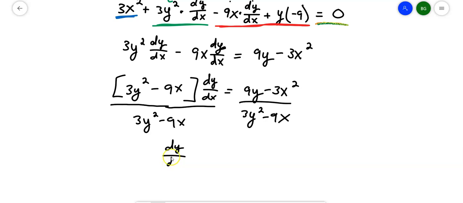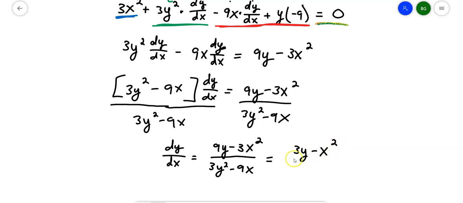And so dy/dx, or the rate of change of y with respect to x, is going to be given by this expression, which is not a particularly nice expression, but that's giving me basically the slope of the curve at any xy pair. It looks like I have a common factor of 3 running around, so if I divide through by 3, I'm going to get (3y minus x squared) over (y squared minus 3x).